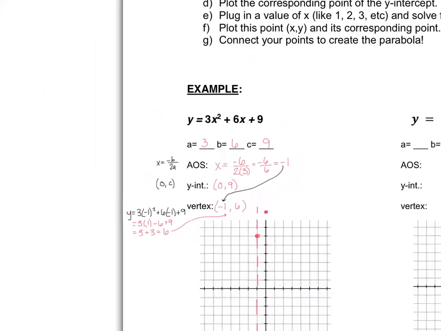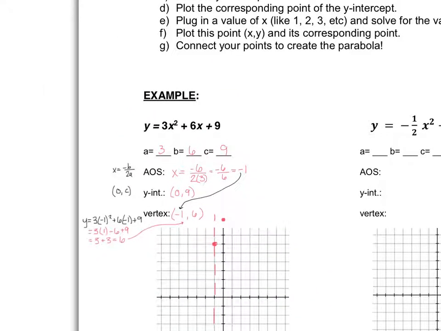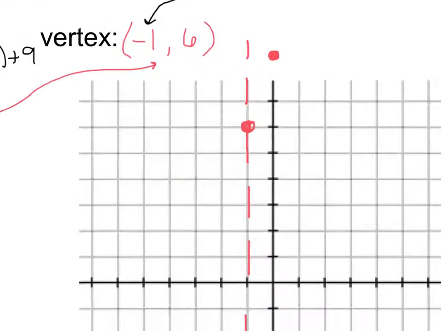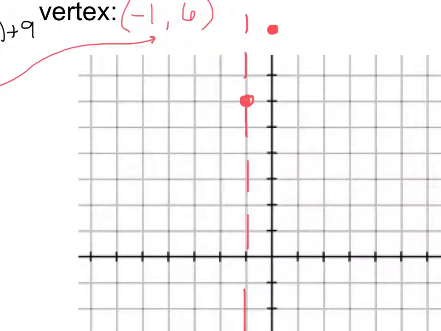Now, step D says plot the corresponding point of the y-intercept. So, take the y-intercept, count to the axis of symmetry and count over another one. So it's -2, 9.